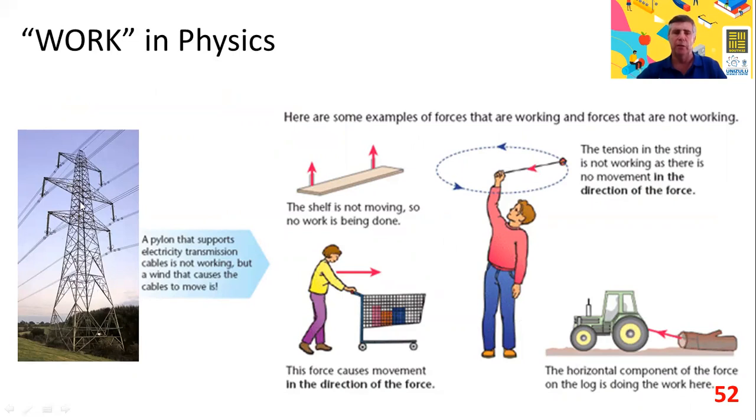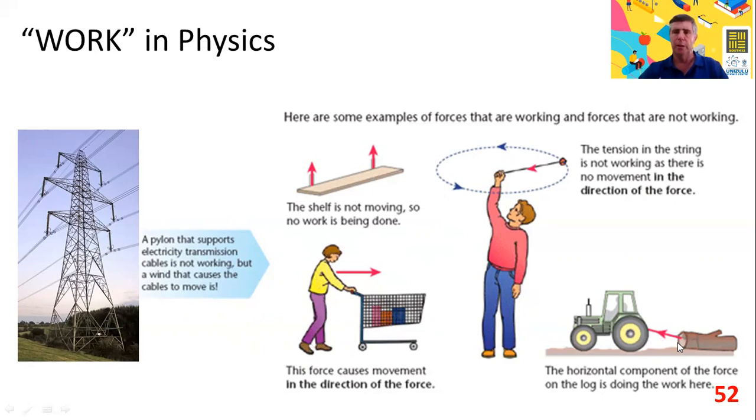So just to think about work a bit more, the pylon that's holding up these electrical wires is not doing work on the wires because it's not moving them. But a wind that causes the cables to move is doing work. The brackets that are holding a shelf up, although they're providing a force to hold it up, the shelf is not moving, so no work is being done. But if you push a trolley against the force of friction, you are doing work because you're moving in the direction of your force.